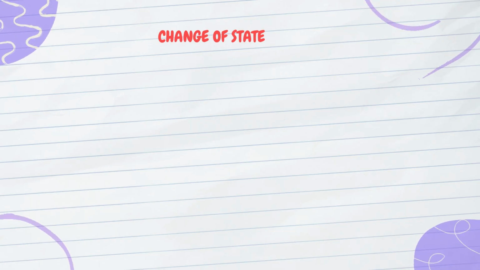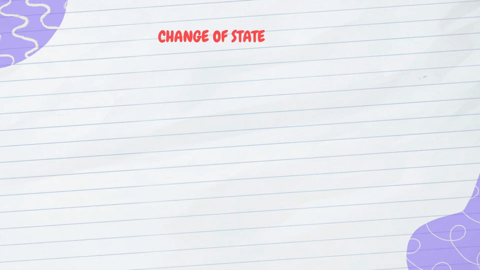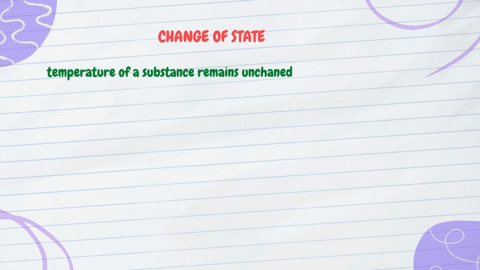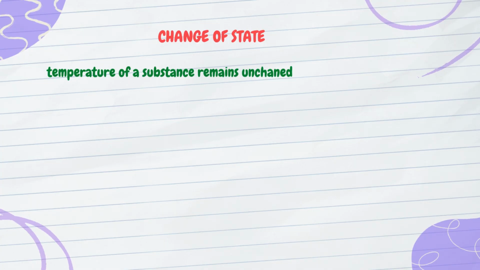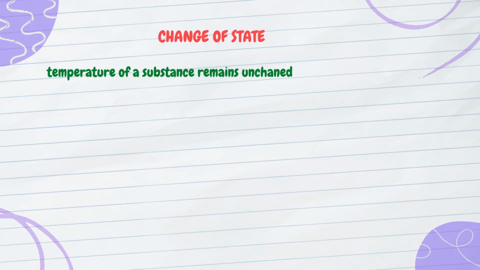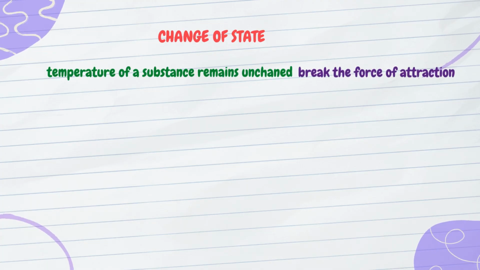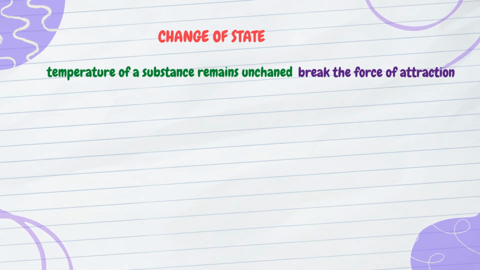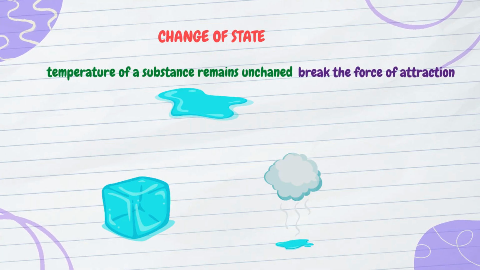To recap, a substance changes its state when it gains or loses heat. During the change of state, the temperature of a substance remains unchanged until the substance changes state. This is because all the heat supplied to the substance is used to break the force of attraction between particles of the substance.